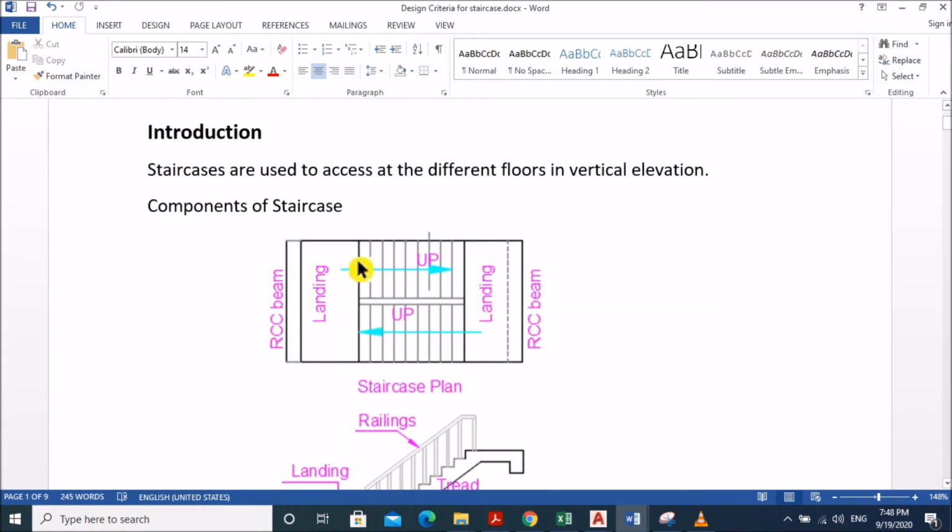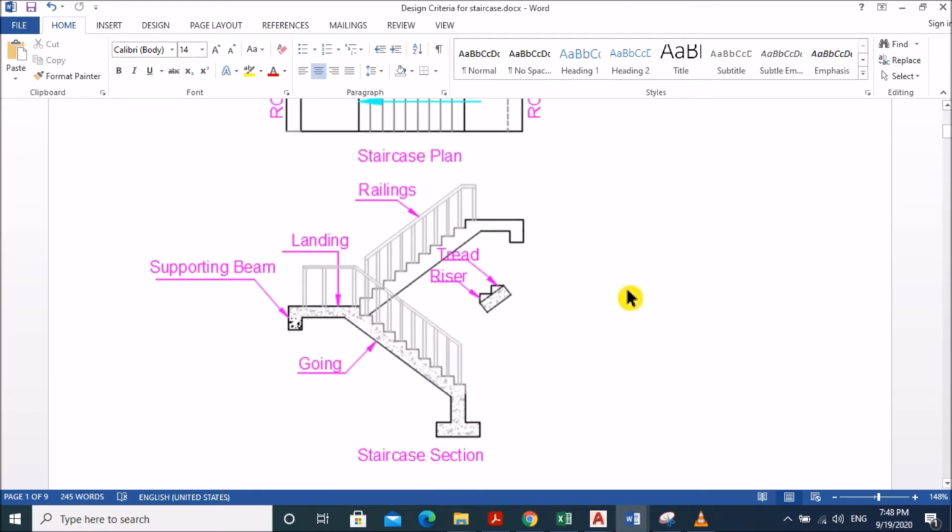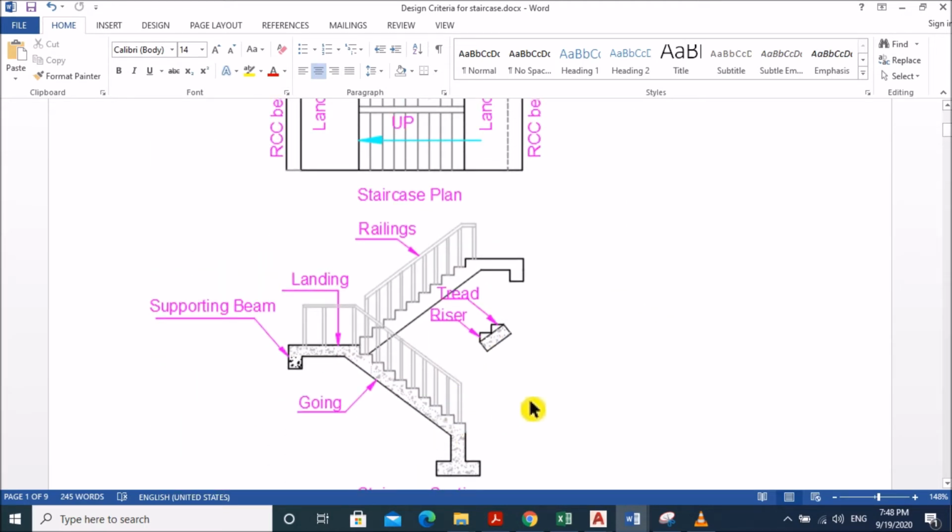Then what are the components of a staircase? The first component of the staircase is the going, which is also called flight. The going is the inclined slab which is connected with the landing, and the landing is supported on a beam. This is the supporting beam. Another important component is the tread and riser. Tread is the horizontal distance of the steps, and riser is the vertical distance of the steps. Obviously, we have seen in many places staircases have railings as well.